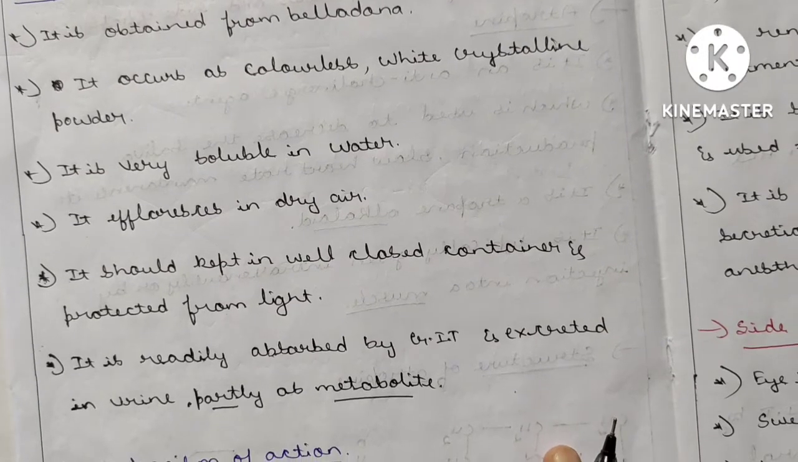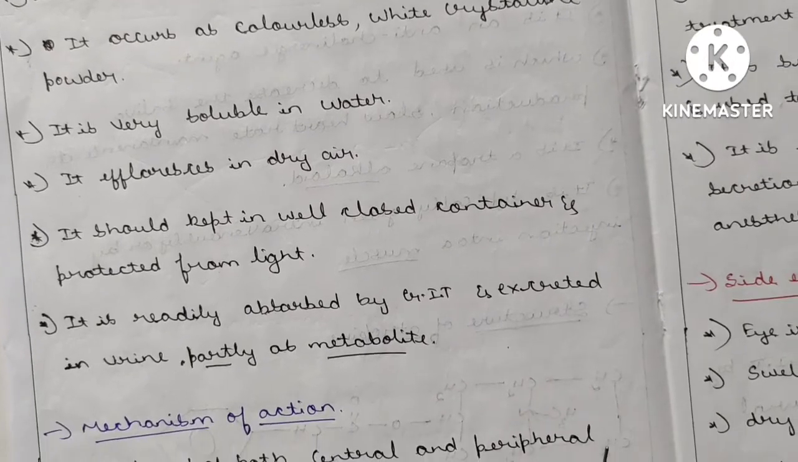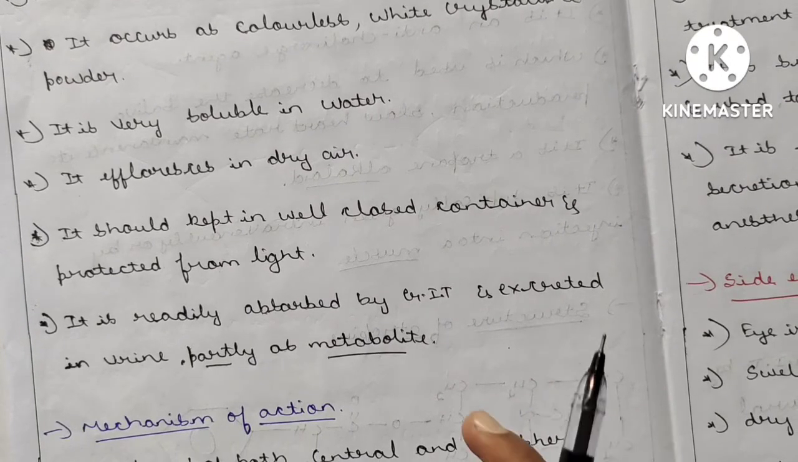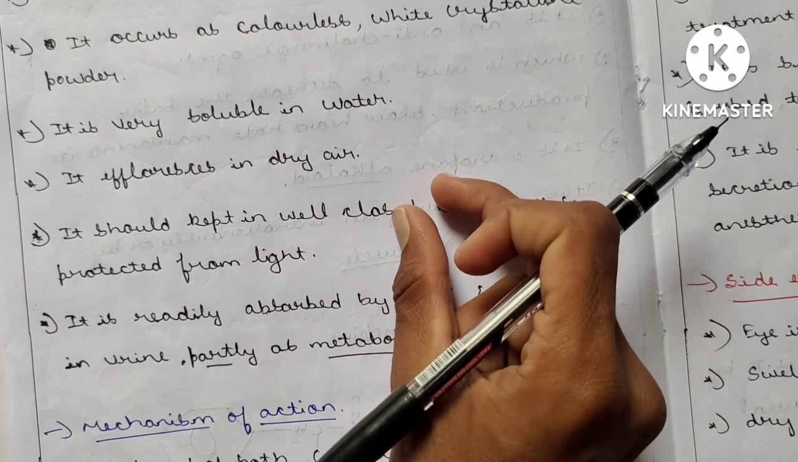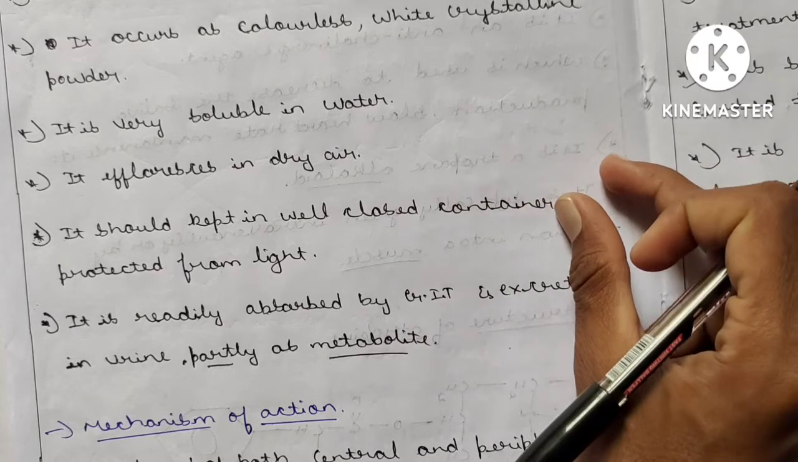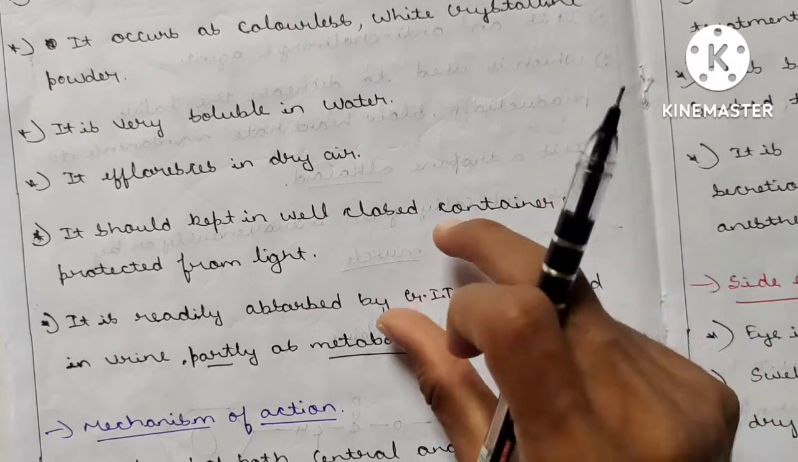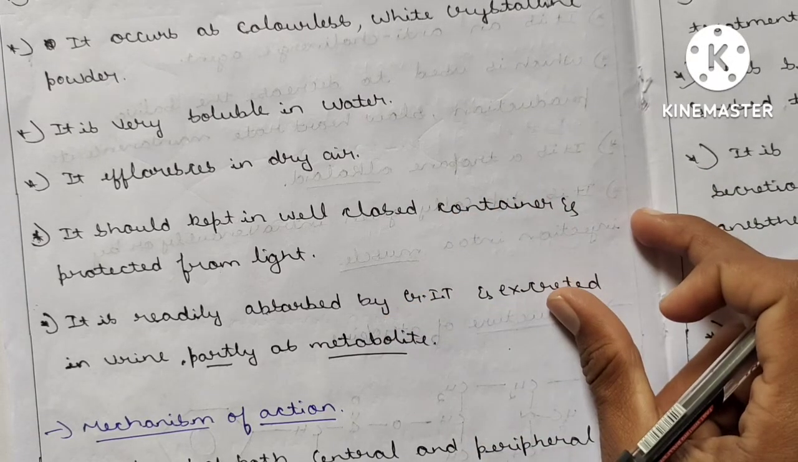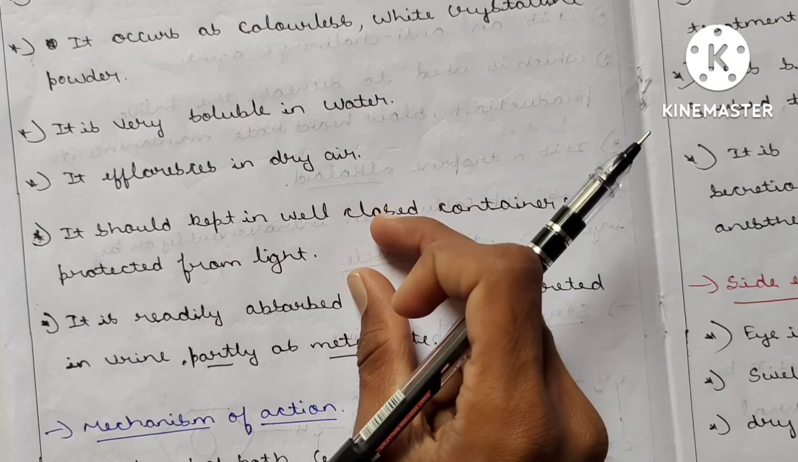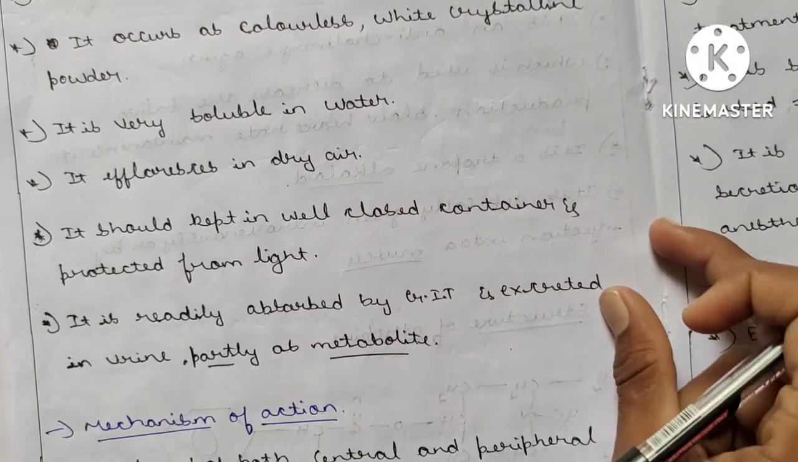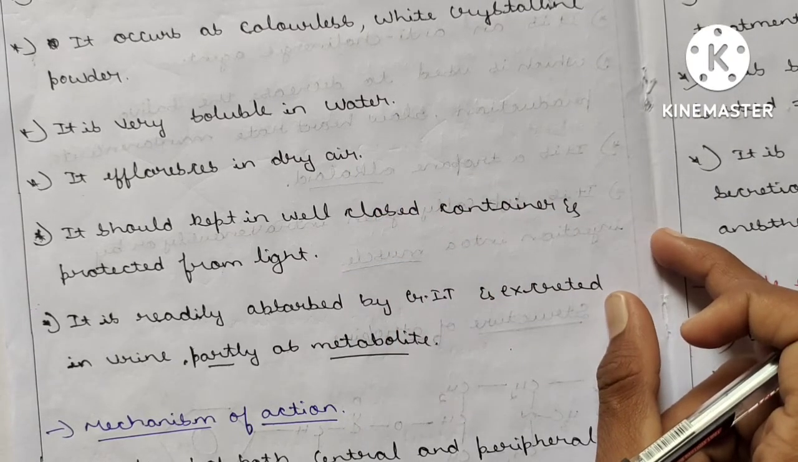It is readily absorbed by the gastrointestinal tract and excreted in urine partially as a metabolite. I have told you what metabolite means. See, first there is the drug. If the drug passes phase 1, then the drug changes to the metabolite. Metabolism and metabolite are different: the initial drug, when changed to the final product, is known as a metabolite.